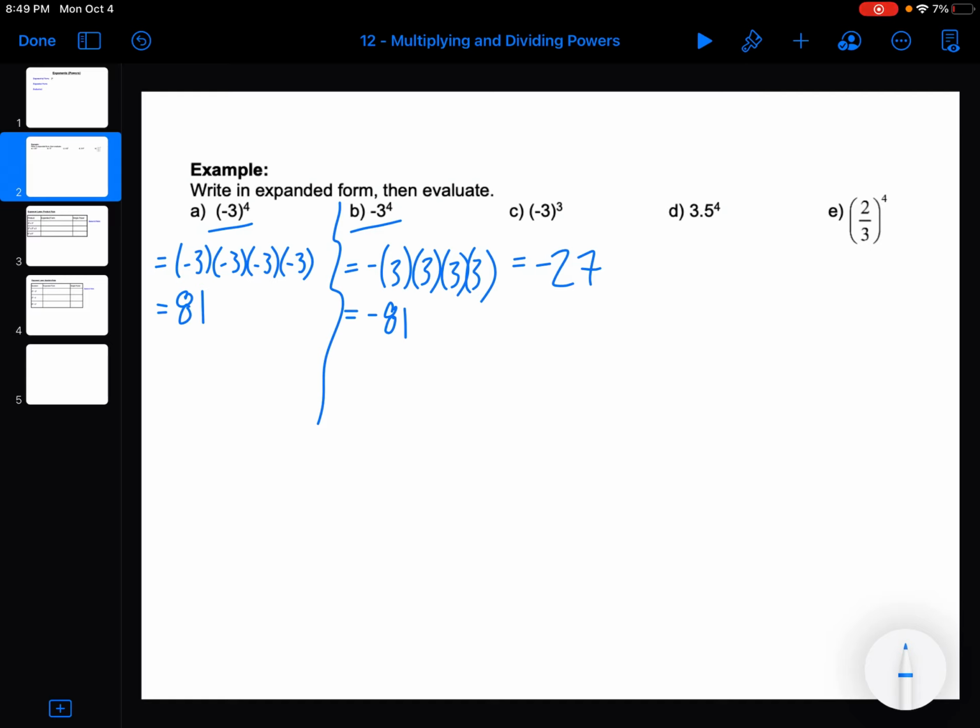I'm not going to expand these ones out. I'm just going to use my calculator. 3.5 to the exponent 4 would be 150.0625. Now this one, we've talked about this a little bit. This would be 2 to the 4 over 3 to the 4. So I'm just going to write it like that. You wouldn't need that step necessarily, but it does make things a little bit easier. So we're now going to have 16 over 81. And that can't simplify, so we're done.